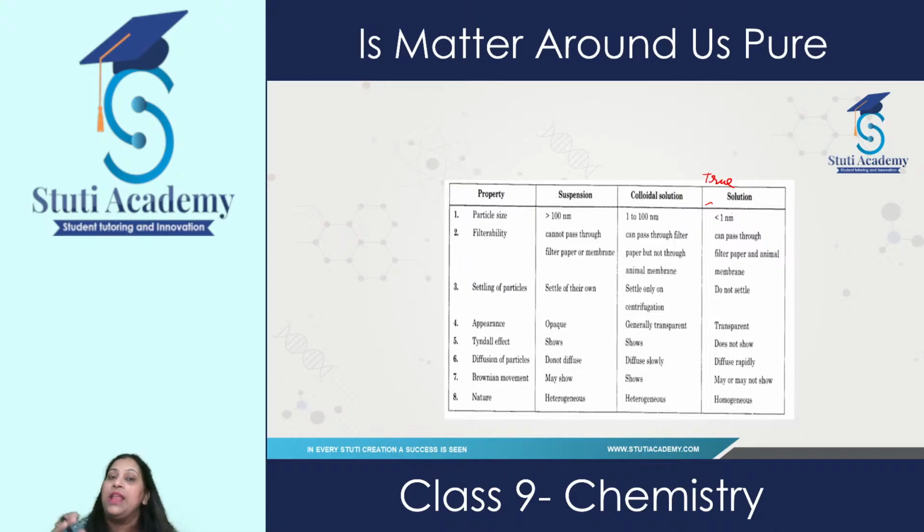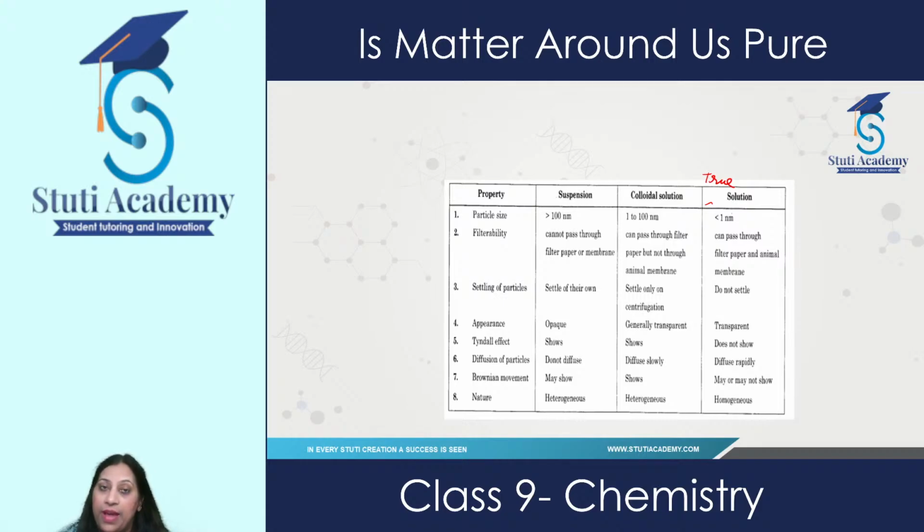They don't need any particular method. For example, if you take sand and water, sand being heavier in size, it settles on its own. If you leave it for some time, it settles at the bottom. And if you're talking about the appearance of these different solutions, the suspension is opaque. Colloidal solution is generally transparent, and a true solution is completely transparent, or colloidal sometimes it's translucent also.